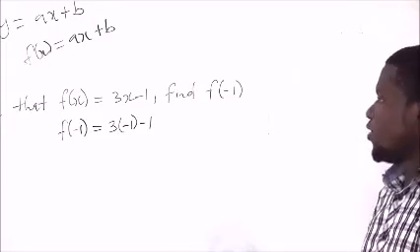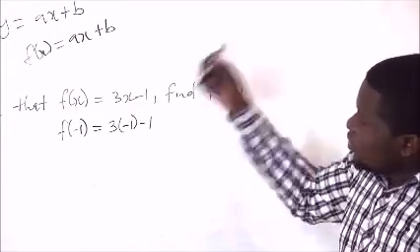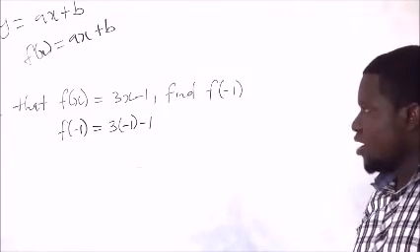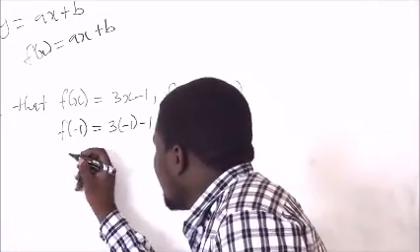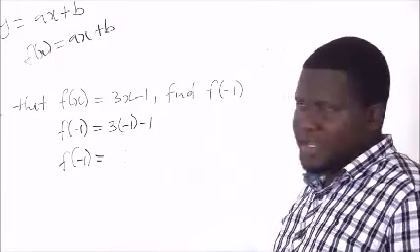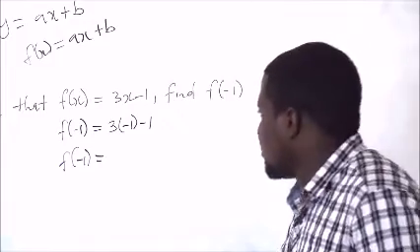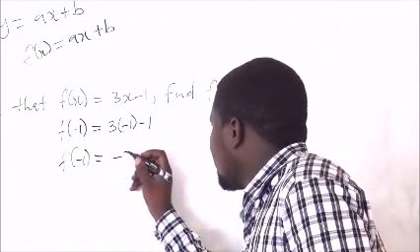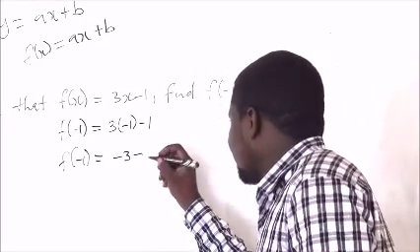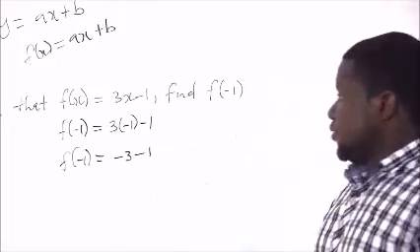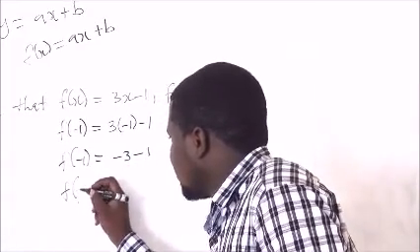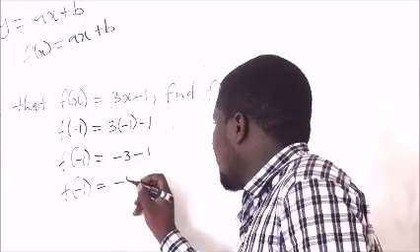We want to find the value of f of negative 1. So simply denote the value of negative 1 where there is x, for us to find the value of the function of negative 1. So we're going to say that f of negative 1 will be equal to 3 multiplied by negative 1, the result is going to be negative 3, minus 1. Then from there, we would say that this function of negative 1 is equal to negative 4.